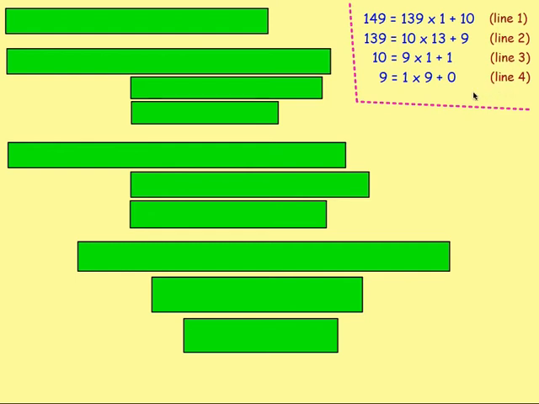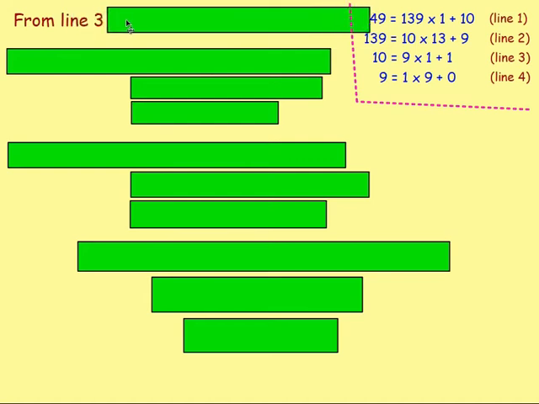We're wanting to start not at the bottom with the 0 as a remainder. We're wanting to start with this line 3. Start with where we had the greatest common divisor. The greatest common divisor is 1, that's line 3, so we start with line 3.